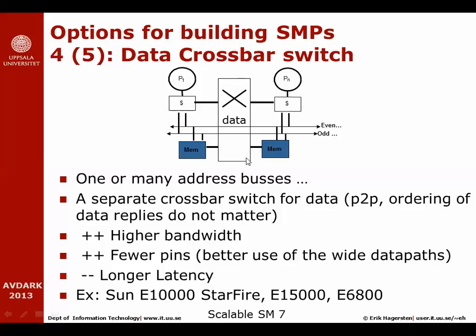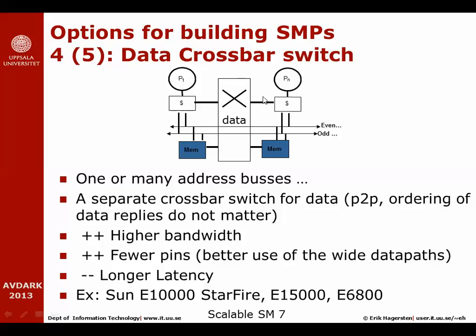Of course, this is not going to be an ordered network like the broadcast network, but it doesn't matter, because when we would like to get the nice property of stronger memory models, we get that by looking at the order in which we send the address transactions, not the order in which the data replies are sent. So using this, we get higher bandwidth for the data replies, not higher snoop bandwidth, but for the data.